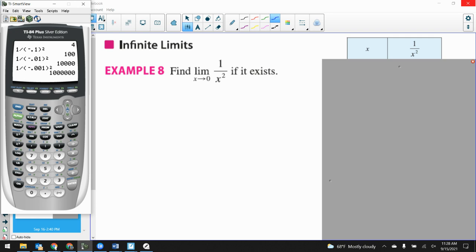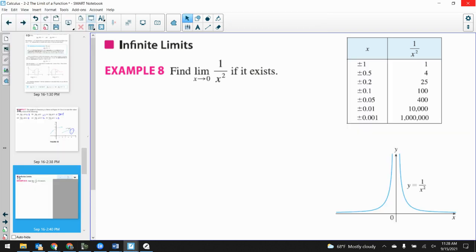Okay. What's happening here? It's getting really big, right? Is it converging to one number? No. It's converging to infinity. Does the same thing happen from the positive direction? Yeah, because when I square a negative, just like squaring a positive, it's going to be the same number, right? So I can say that 1 over negative 0.1 squared is the same thing as 1 over positive 0.1 squared, right? So no matter what, it's actually going to just keep getting bigger and bigger and bigger.